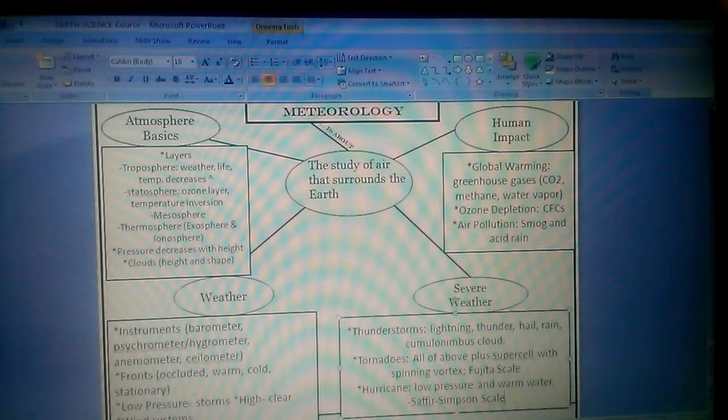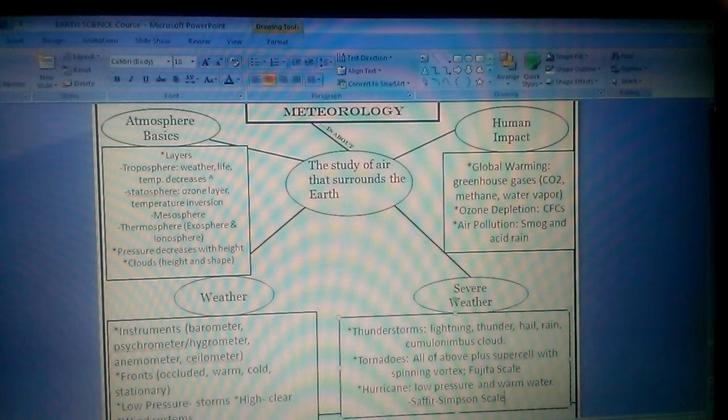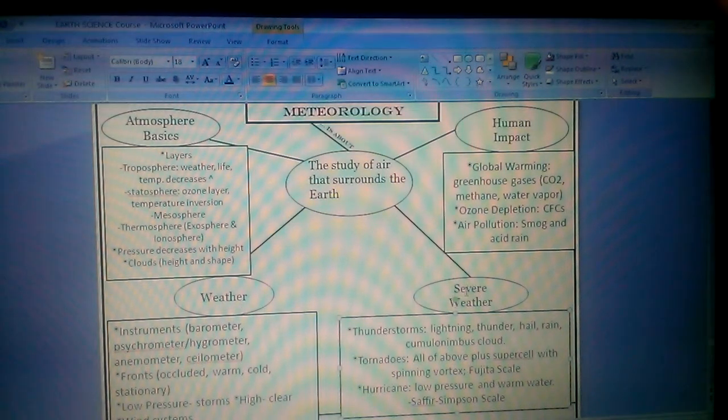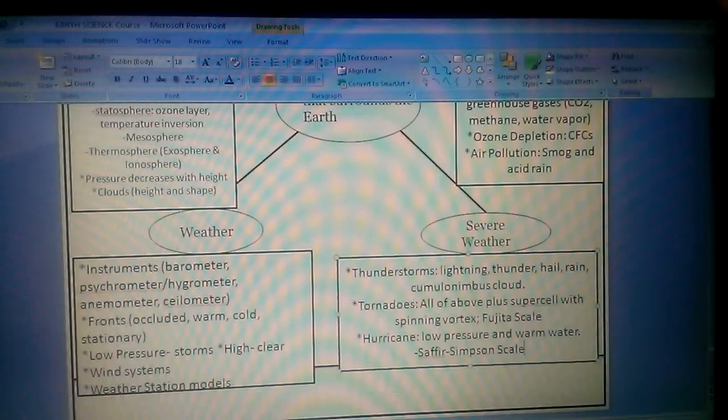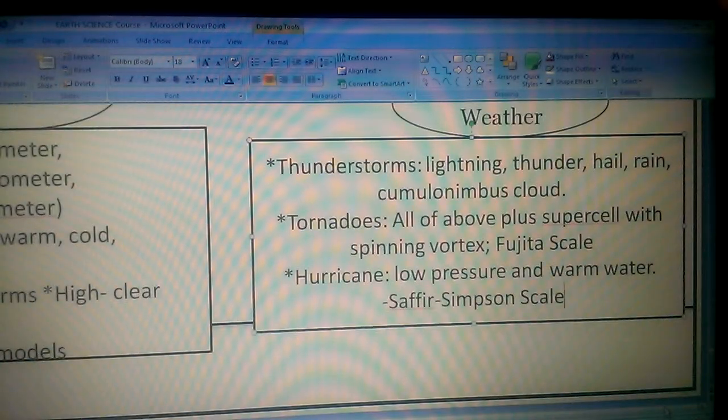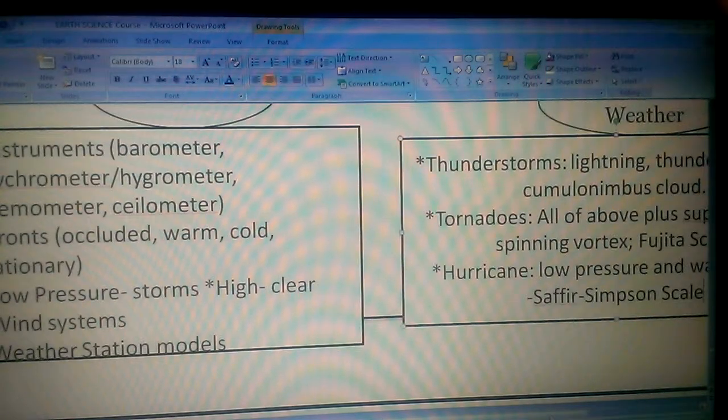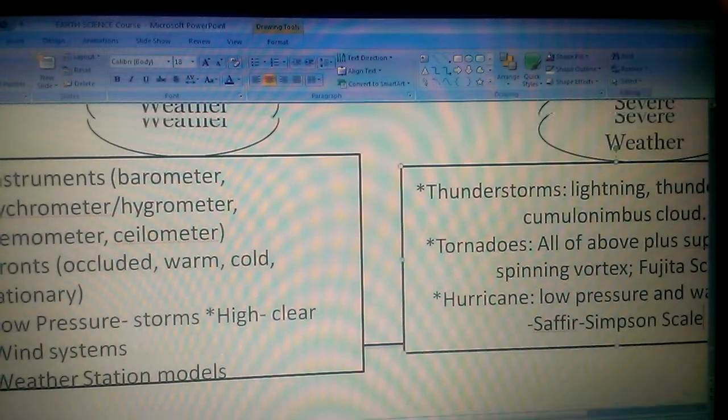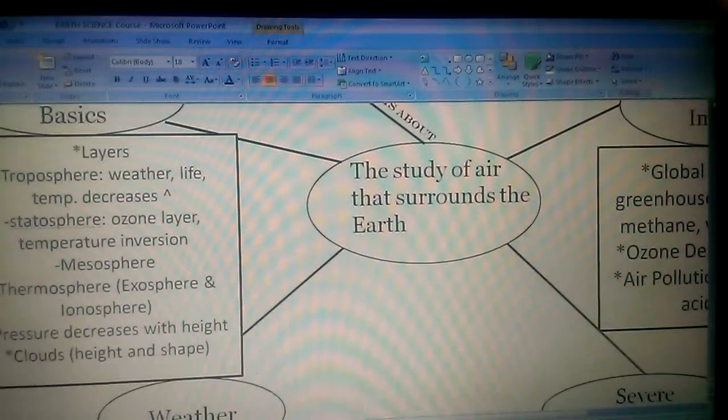Alright, so we're going to go over the meteorology unit. It's going to be about the study of air that surrounds the Earth. We're going to focus on atmosphere basics, weather, severe weather, and human impact on the atmosphere. So I'm going to go ahead and zoom in, and we'll scoot on over to our first area, which was just general information about the atmosphere, or atmosphere basics.